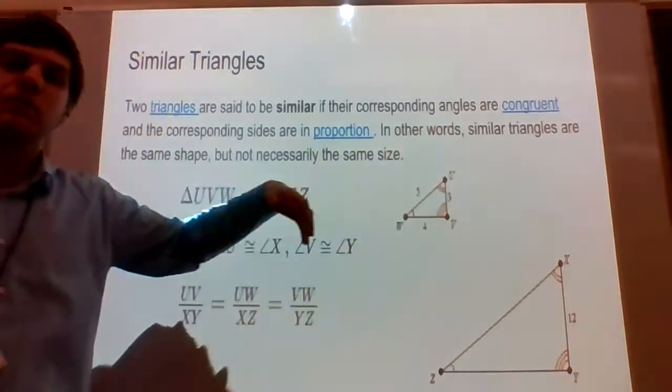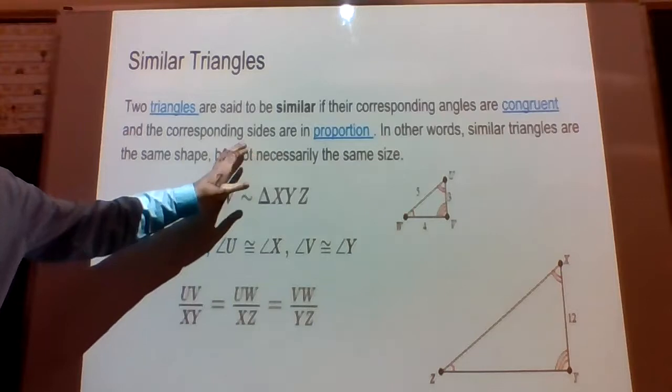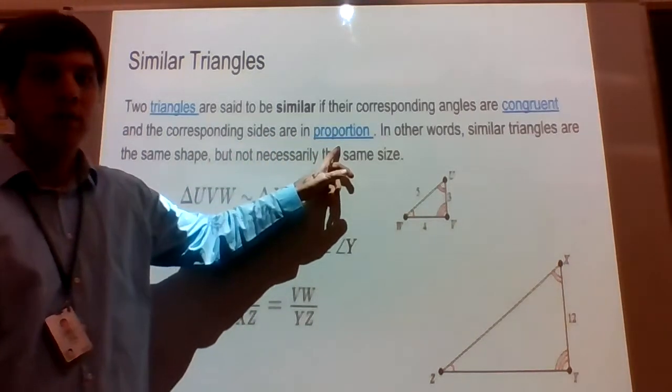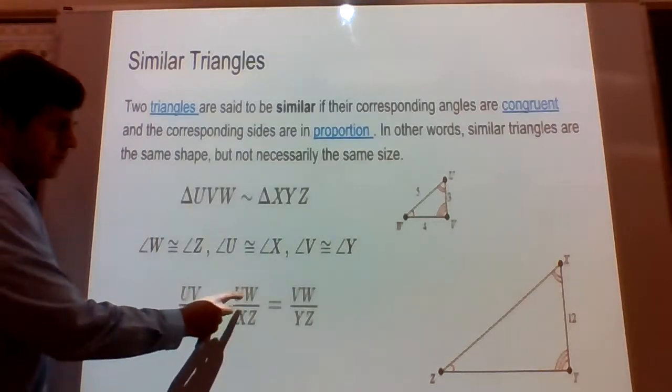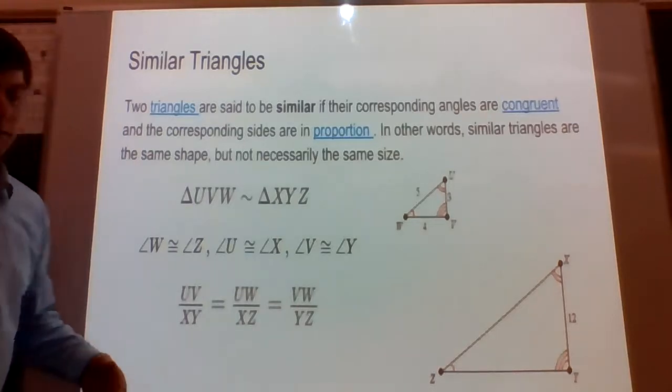Where we did make a differentiation with congruent triangles is in the corresponding sides. In congruent triangles, the corresponding sides are congruent. In similar triangles, the corresponding sides are proportional. So what we're going to do to represent that is set up ratios to represent each pair of corresponding sides.